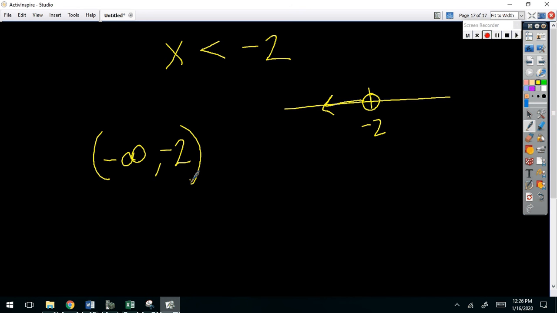How about this one? Write that in interval notation. I'll give you just a second to look at it.